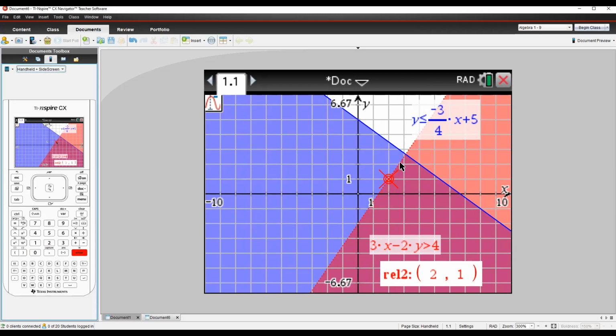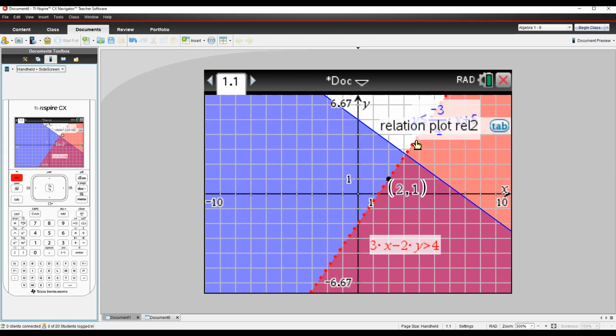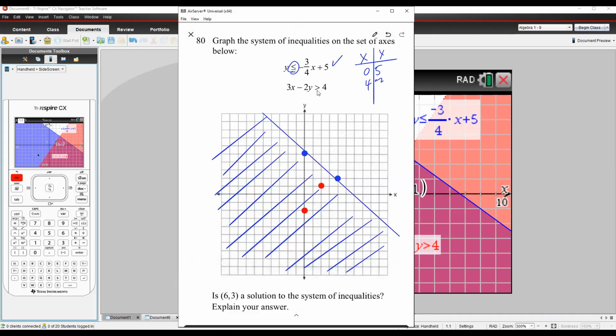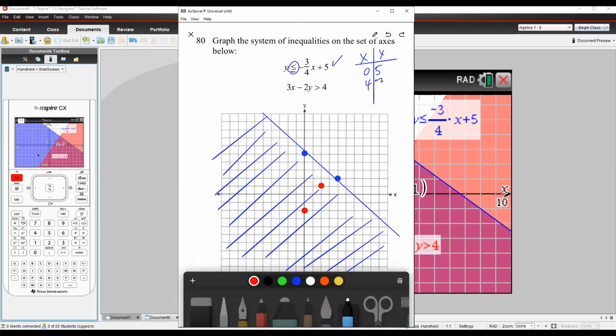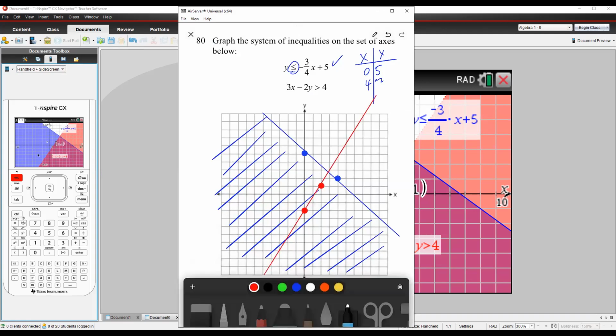Now, notice if you hover over this line, you see that it's not a solid line like the blue one. And that's because this does not have an equal sign. So we're going to try to draw a straight line. Not the best, but it should not be a solid line.